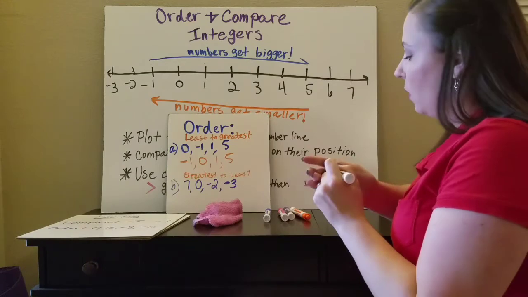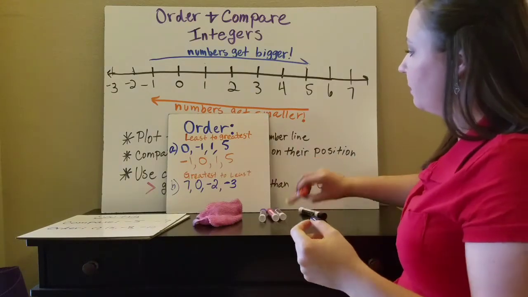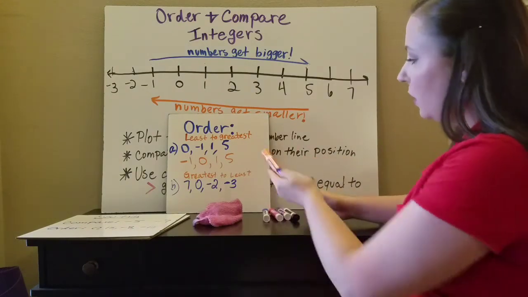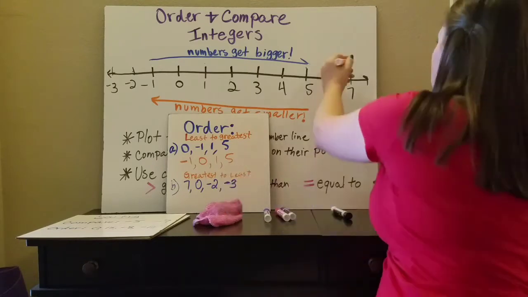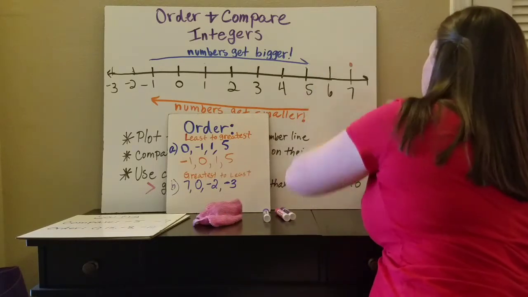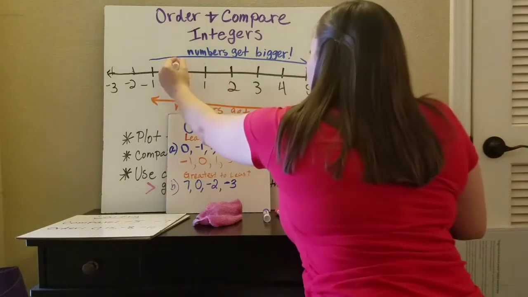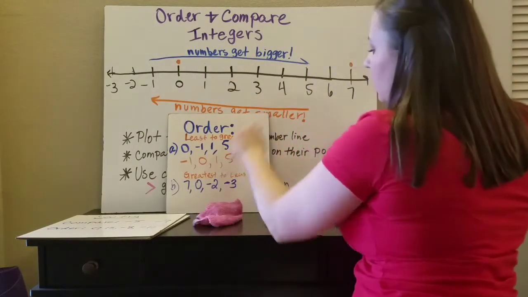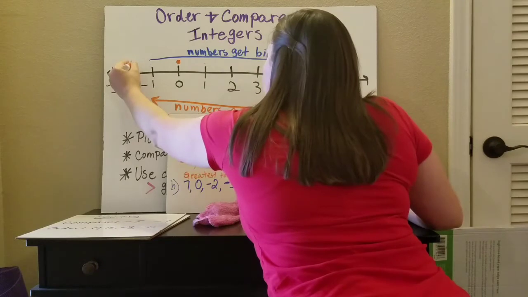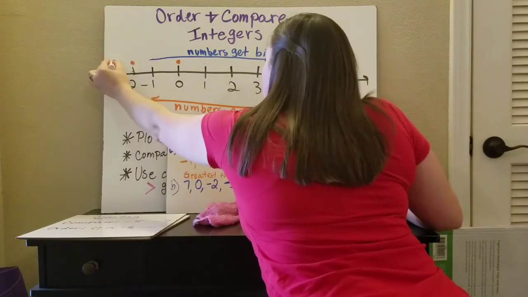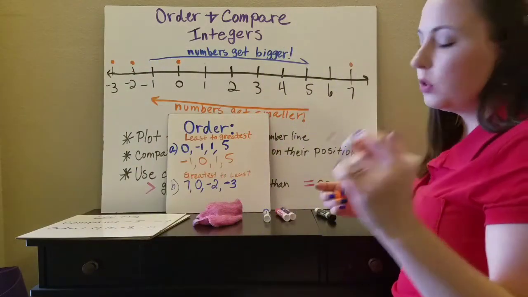Okay, so now we're going to go through and plot our numbers. First one on our list is 7. So put that right there where the 7 is. Next one on our list, 0. Put a dot on the 0. -2, and then -3. So we've got all our numbers plotted.